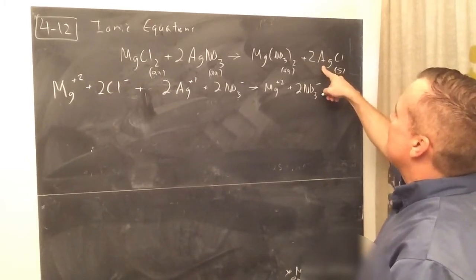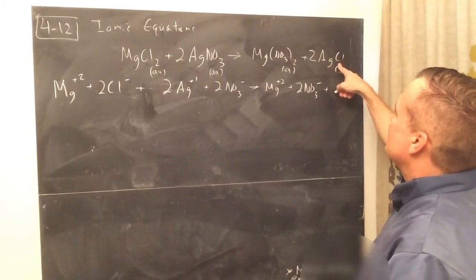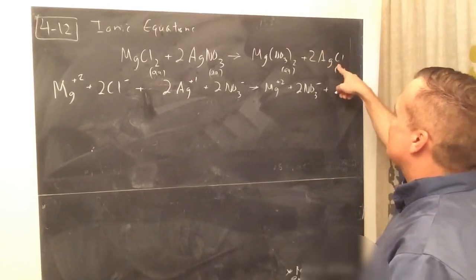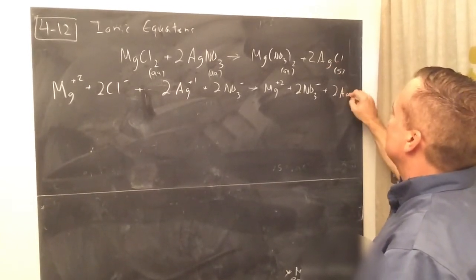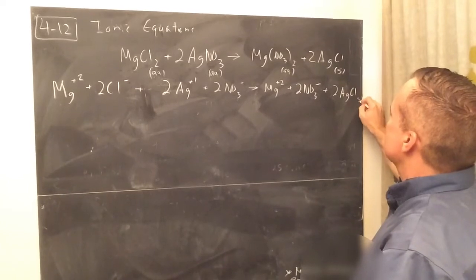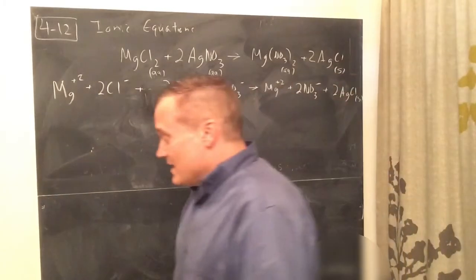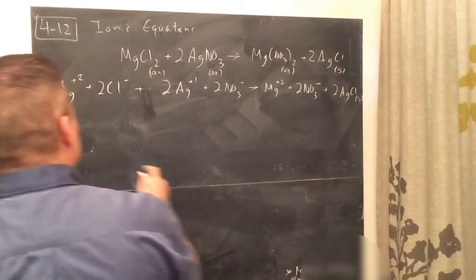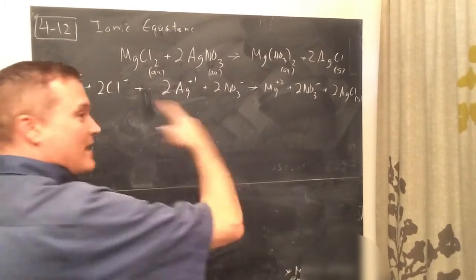Now here's an ionic compound, a metal ion and a negative ion, chloride, and it does not break up because it is a solid. AgCl solid. That one will not. Now, everything else is aqueous. It means it's dissolved in water. That means it is surrounded by water molecules.